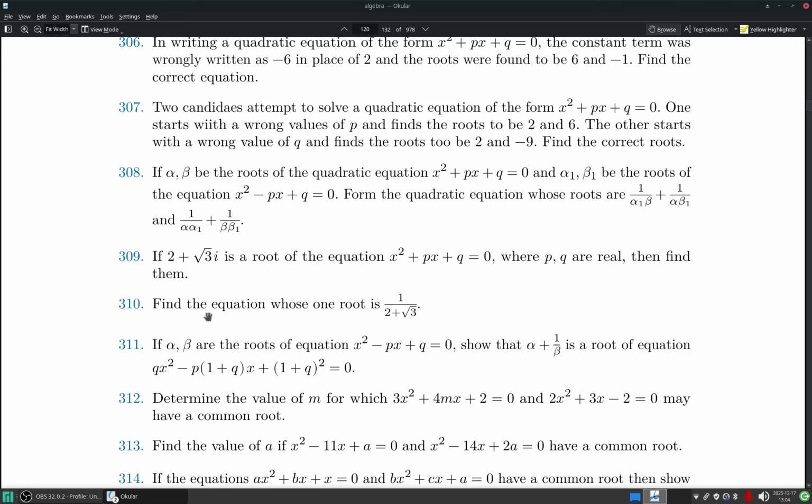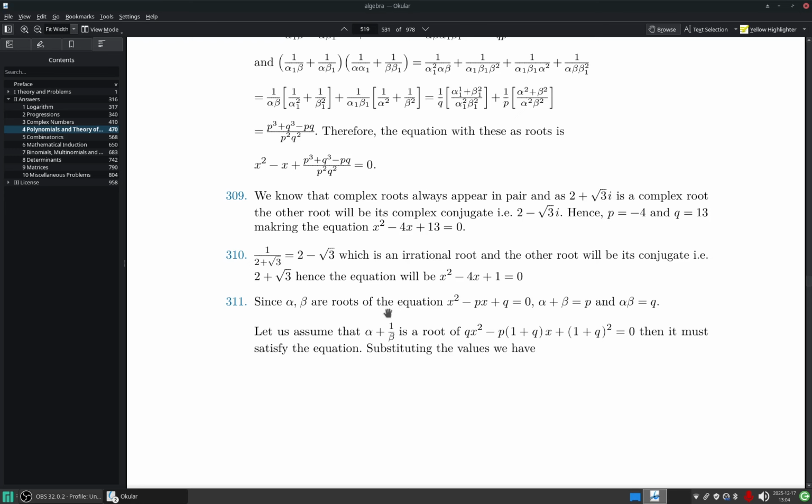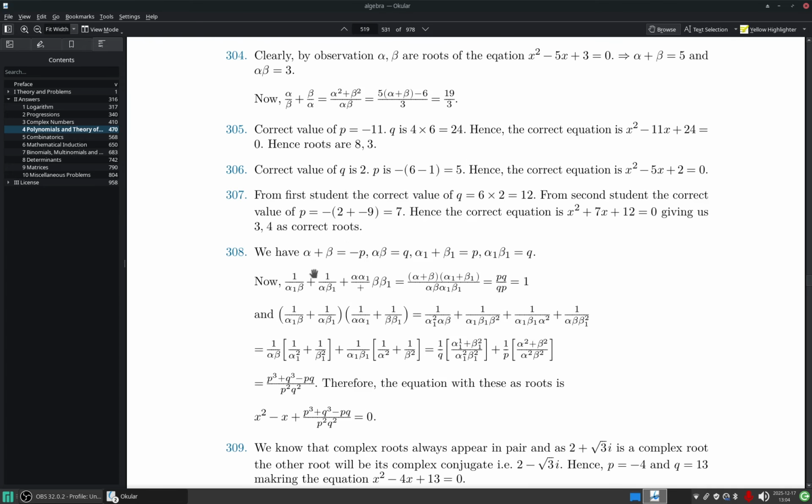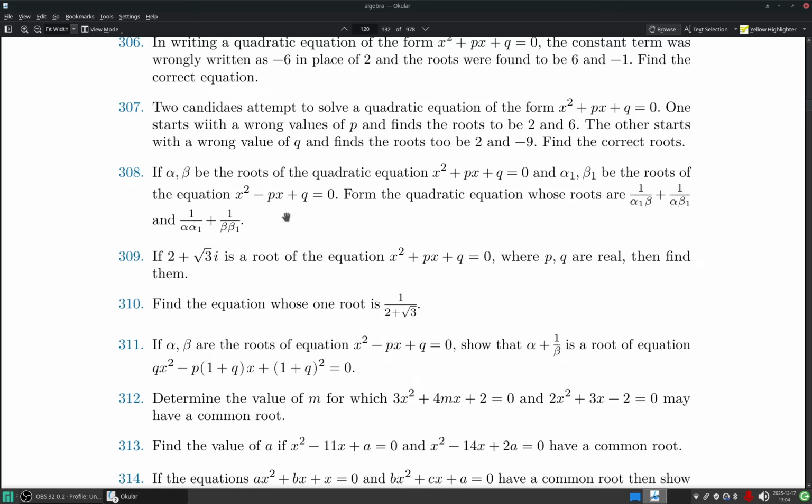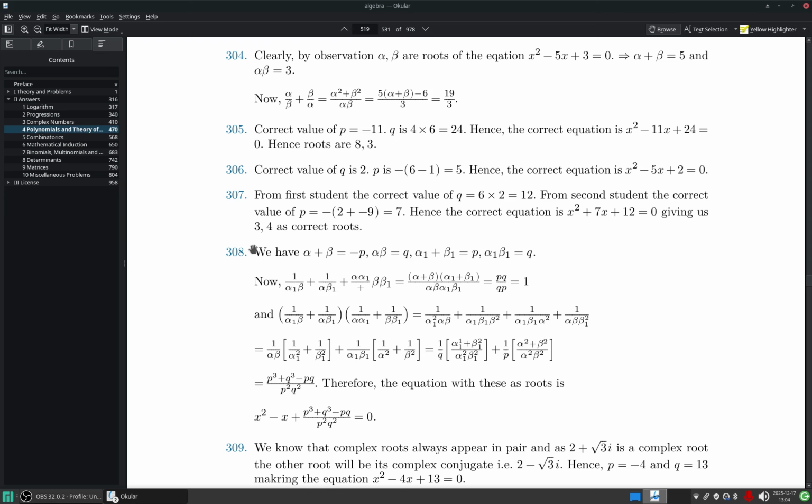Question 310 says that find the equation whose one root is 1 by 2 plus square root of 3. This is an irrational root, so this will also appear in pair. So 1 by 2 plus root 3 is 2 minus root 3. The other would be the conjugate of this, that is 2 plus square root of 3. Sum of roots is 4 and product is 1. So the equation would be x square minus 4x plus 1 is equal to 0. So there are typing mistakes in 308 and 307. I'll fix this problem in the PDF.